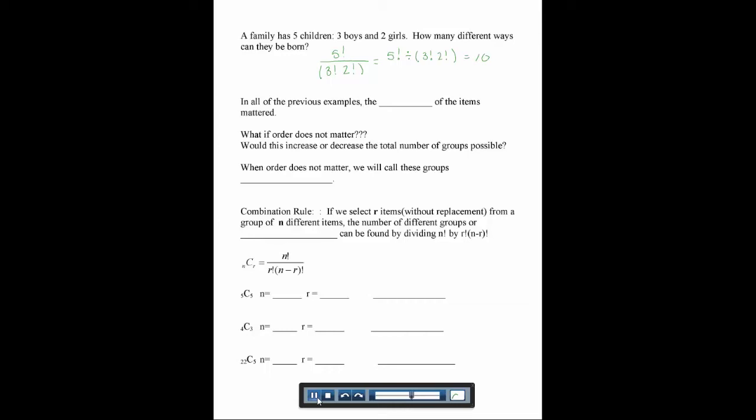Okay, so as we've said in the previous examples, the order of the items mattered. Now, what if the order doesn't matter? We just want to pick groups. So if we just want to pick groups of things, this will actually decrease the total number of groups possible. And these we're going to call combinations.